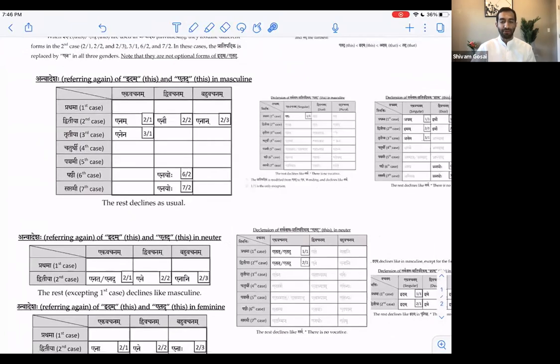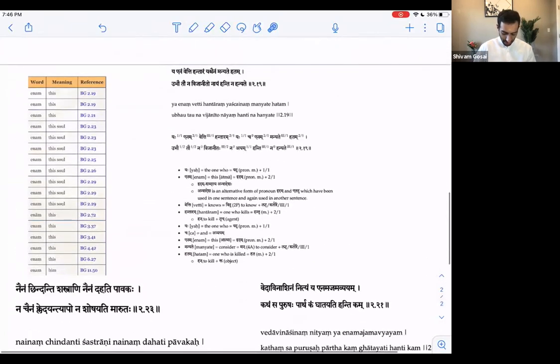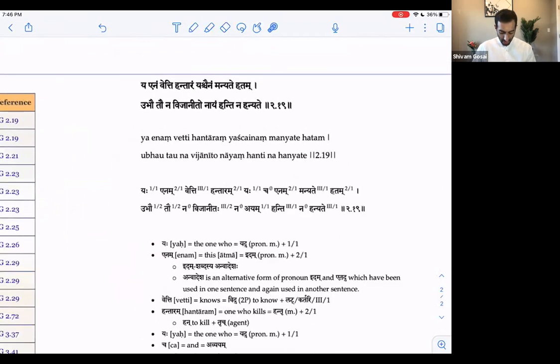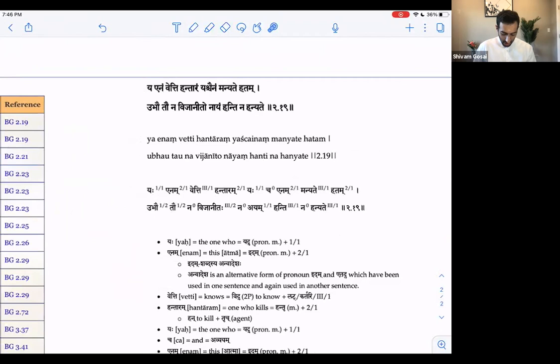So let me give you an example before we look at the forms. Okay, so this is Bhagavad Gita, chapter 2. Now, we talk about Atma a lot in the Bhagavad Gita, and that Atma or Brahman will be referred to as idam or etat. But now, because we talk about it so many times, Bhagavan Krishna uses the Anvadesha form. You see, enam.